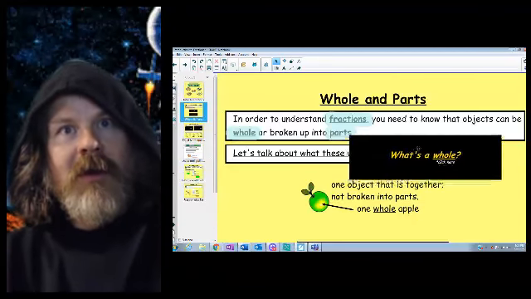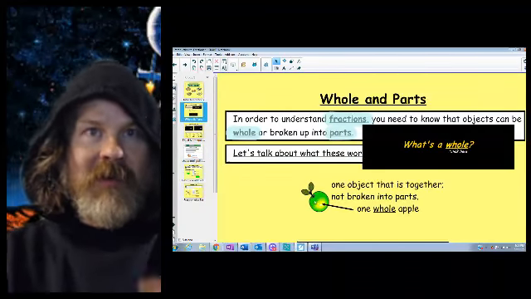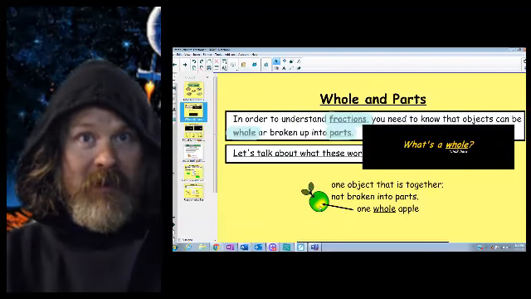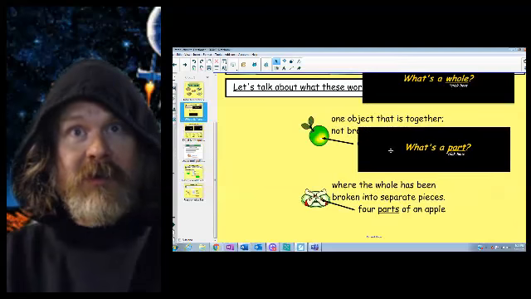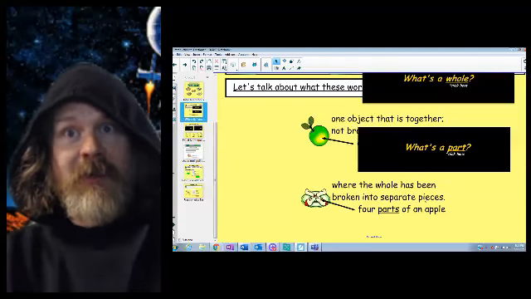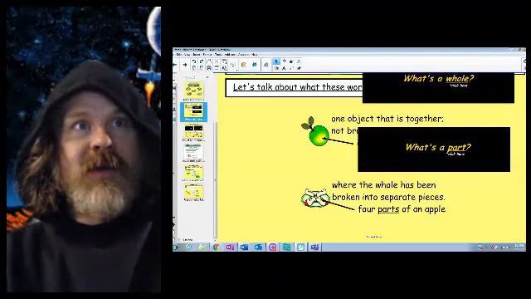Well, whole means that you have an object that is together. It's not broken up, and it's one object altogether. In this case, one whole apple. What's a part? Well, where the whole has been broken into separate pieces. In this case, 4 parts of that original apple.